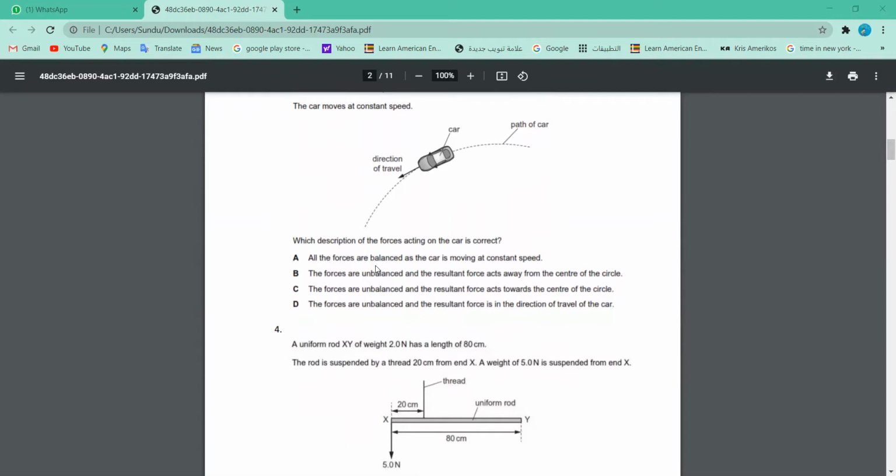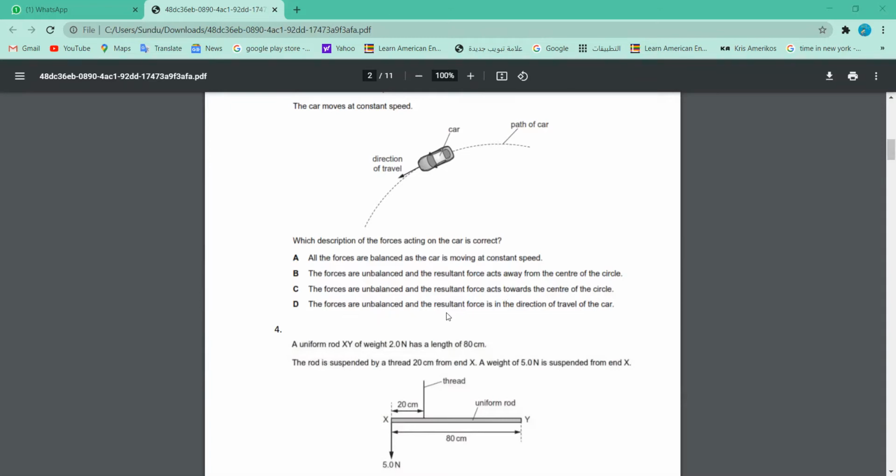And if there is no net force, then how come the car is accelerating, meaning going in a circle? Because going in a circle means changing direction constantly, which is acceleration. So there would be no acceleration. There would be no circular path. This A is outright wrong. Okay, move on. The forces are unbalanced. Yes, they are. And the resultant force acts away from the center of the circle. So that's wrong.